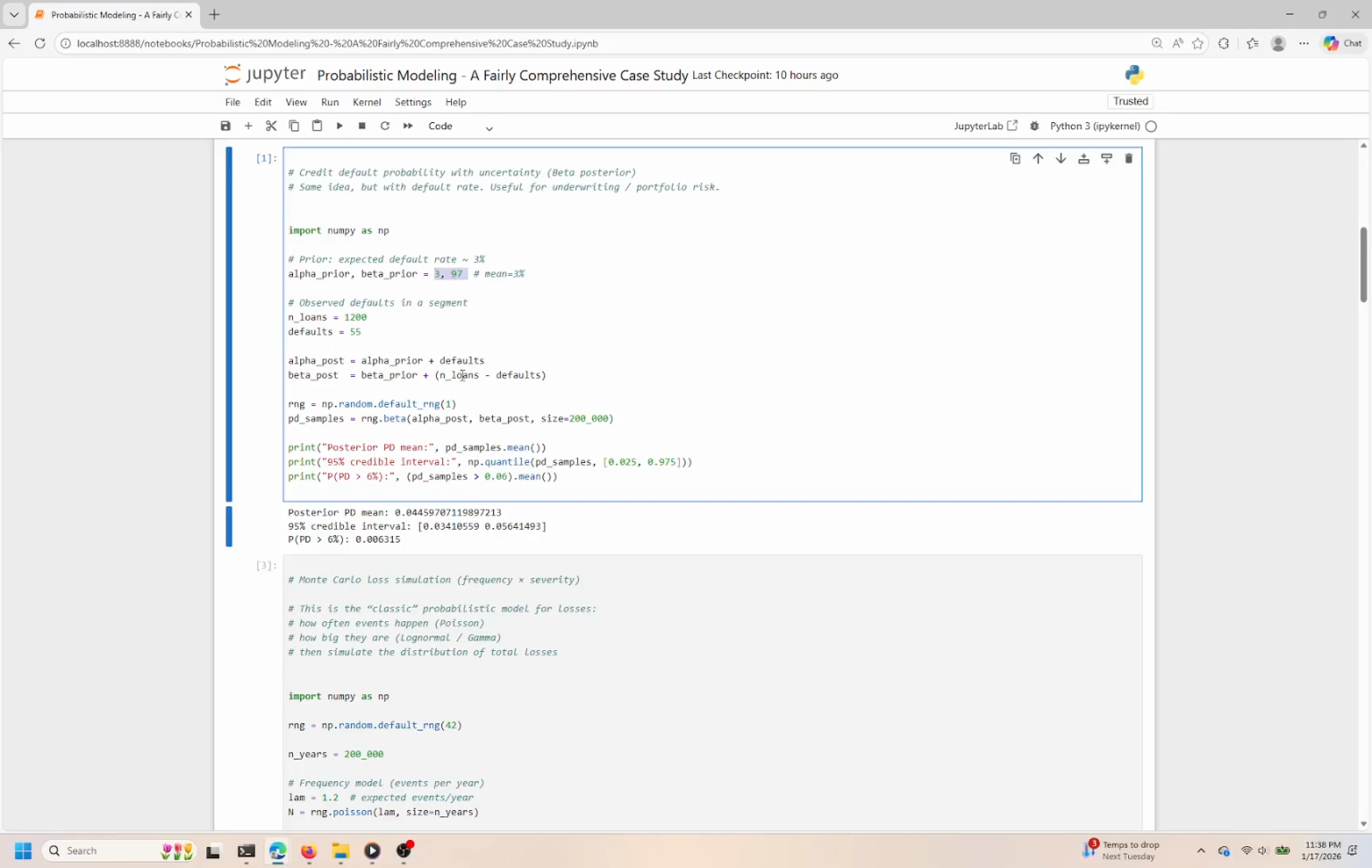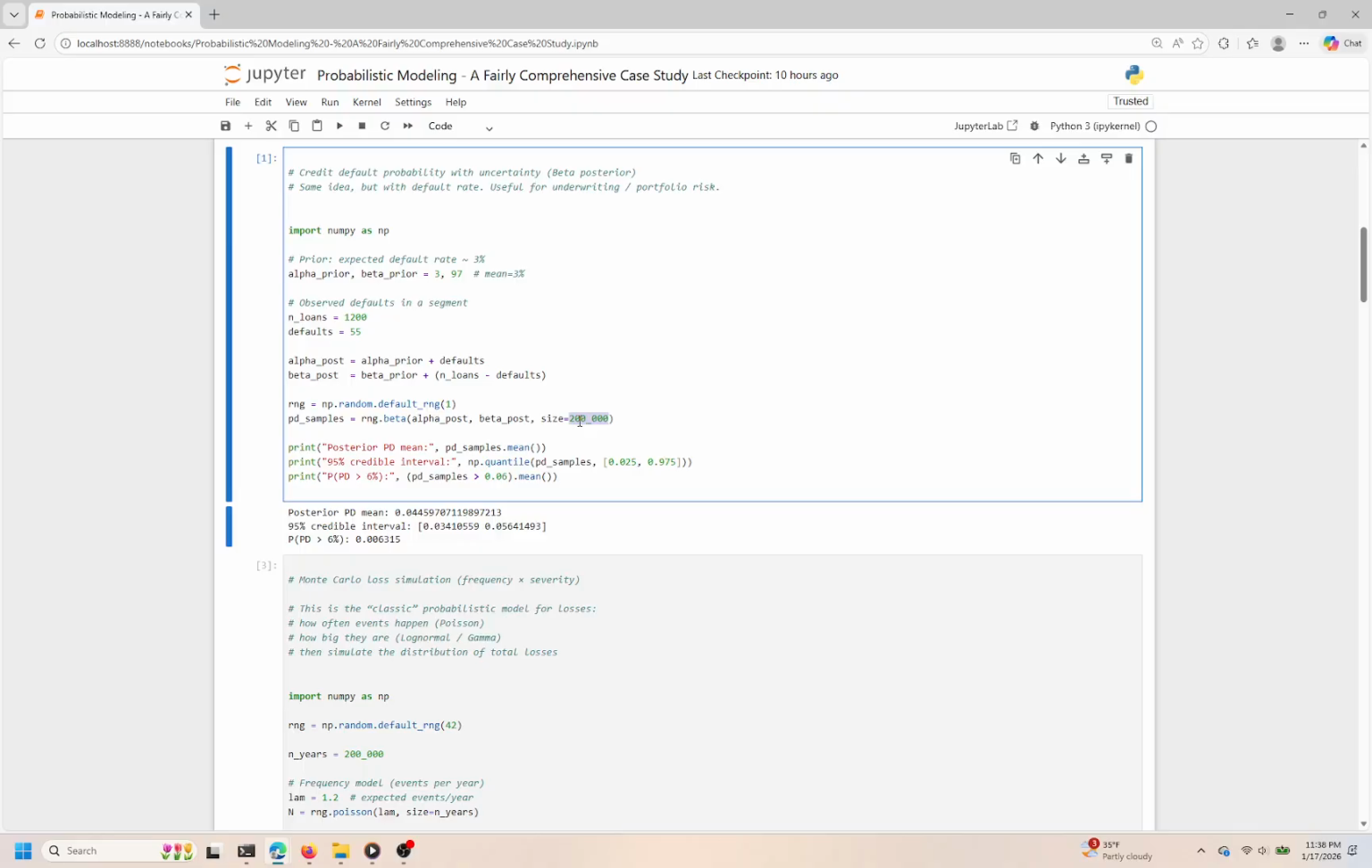The updated values capture our revised belief about the default probability after considering the new evidence. After setting up the parameters, we use a random number generator to draw 200,000 samples from the beta distribution defined by our updated alpha and beta values. This generates a range of possible default probabilities, allowing us to visualize the uncertainty surrounding the estimate.